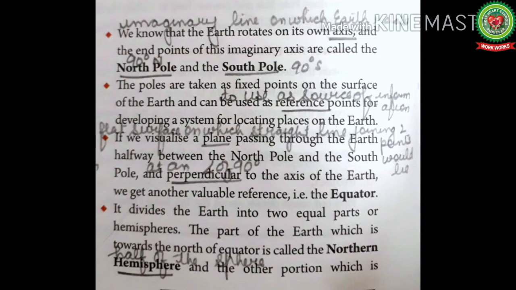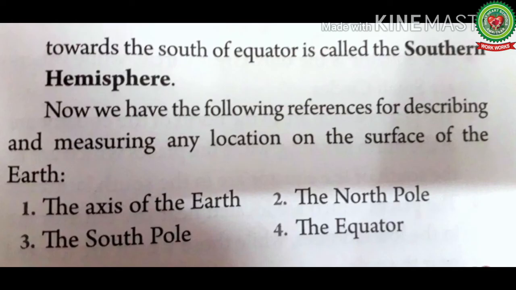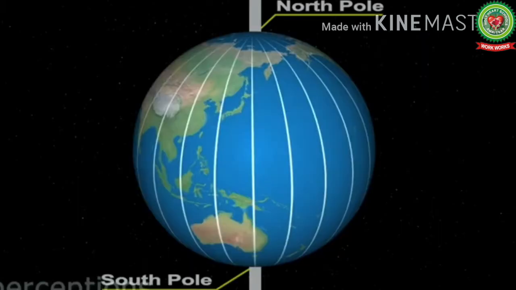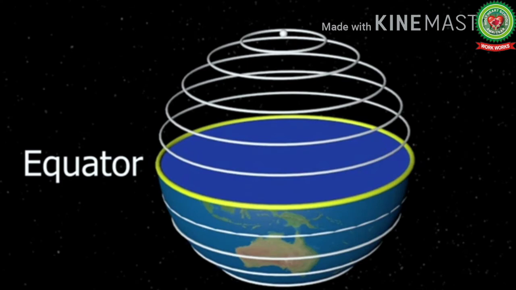The part of the Earth which is towards the north of the equator is called northern hemisphere, and the other portion which is towards the south of the equator is called southern hemisphere. Now we have the following references for describing and measuring any location on the surface of the Earth: the axis of the Earth, the South Pole, the North Pole and the equator.